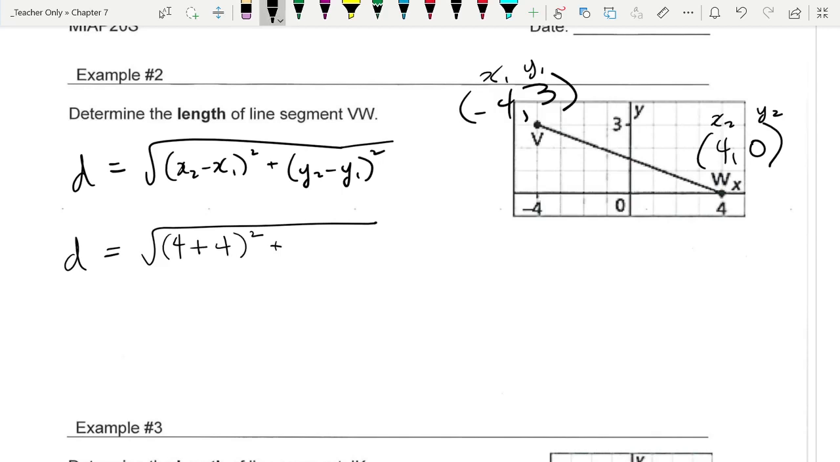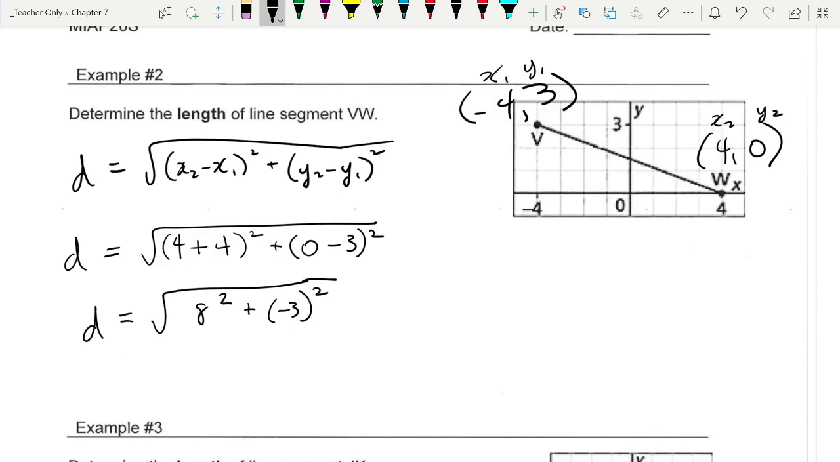Again, in my head, I'm literally taking the negative on that 4, rotating it 90 degrees, and sticking it into the subtract. That always works. And then y2 is 0, y1 is 3. There we go. Keep the order the same as the formula. And that's going to be the square root of 4 plus 4 is 8 squared, and 0 minus 3 is -3 squared.